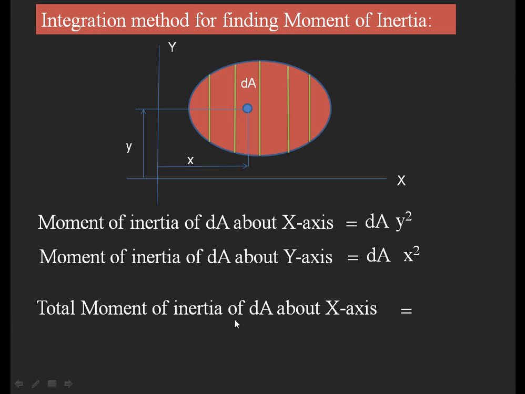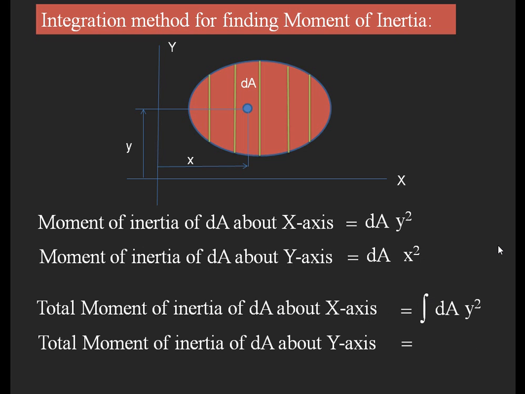So the total moment of inertia of the body about the x axis is equal to the integration of dA into y square. Similarly, the total moment of inertia of the body about the y axis is equal to the integration of dA into x square. This is the representation of the equations by the integration method. By using these two equations, we can find the moment of inertia of any sectional shape.